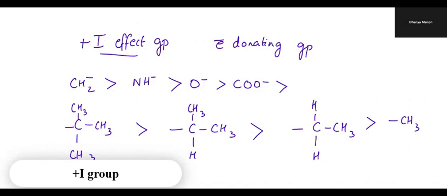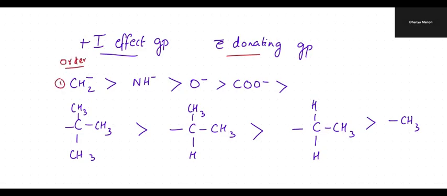Now students, next coming to electron donating group. That is the group showing plus I effect, those who donate the electrons. Okay, so this is the order. CH2 minus is greater than NH minus, is greater than O minus, is greater than COO minus.